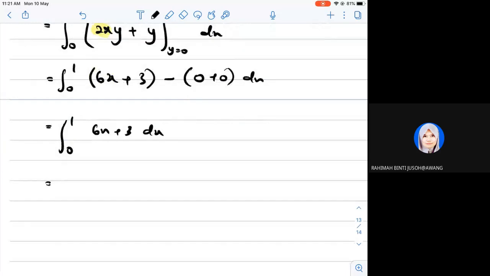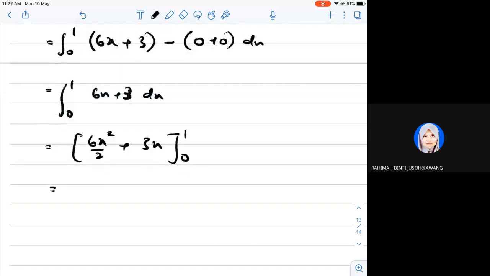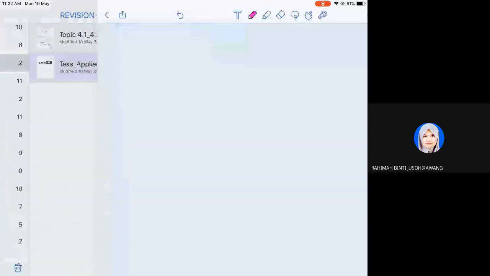So we will have integrate 6x. We will get 6x squared over 2, isn't it? Tambah 3x. Substitute 0 and 1. So we will have 3 plus 3, minus 0 plus 0, so we get 6. Okay. Question number 1, 6.